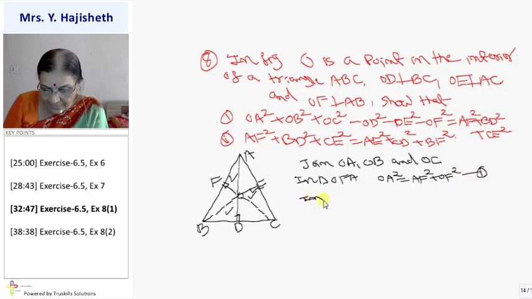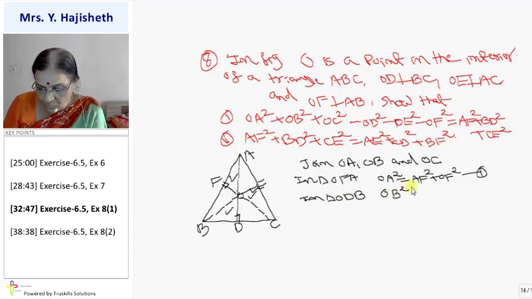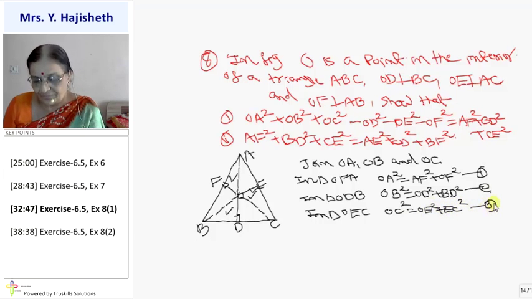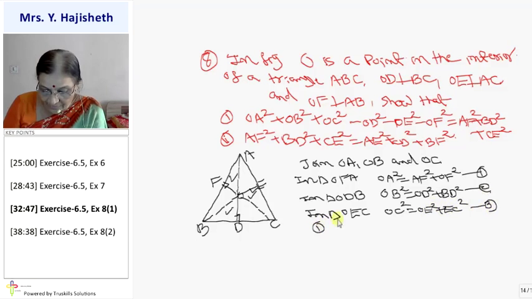Then in triangle ODB, right angle at D, again I applied Pythagoras. OB square is OD square plus BD square. Give number 2. Then in triangle OEC, I will write OC square is OE square plus EC square. Give number 3. Now I add 1 plus 2 plus 3.